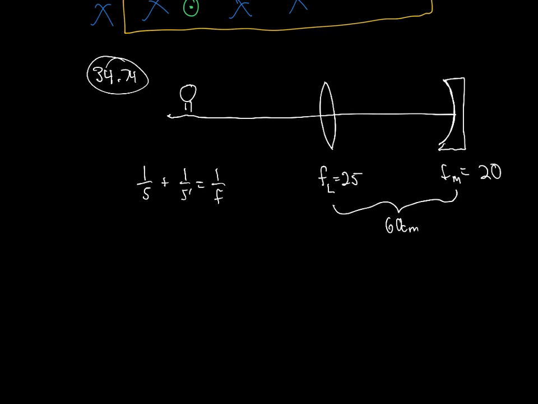Again, all these things are given. And the light bulb is 80 centimeters from the lens. So this light bulb to the lens is 80 centimeters.